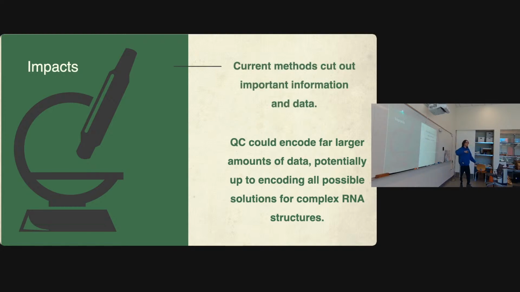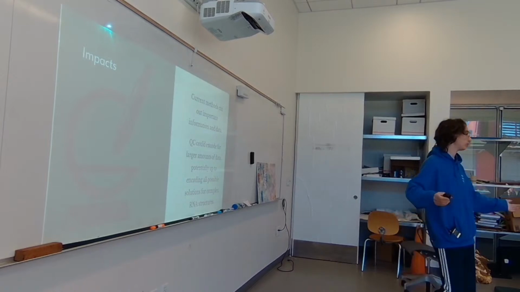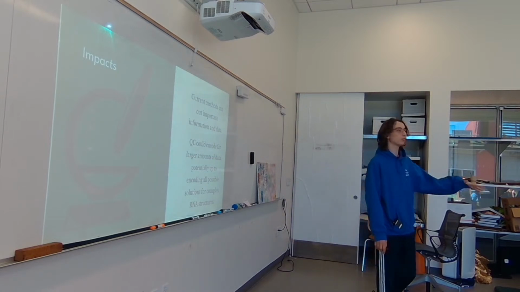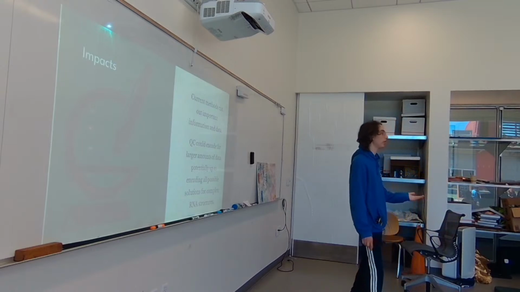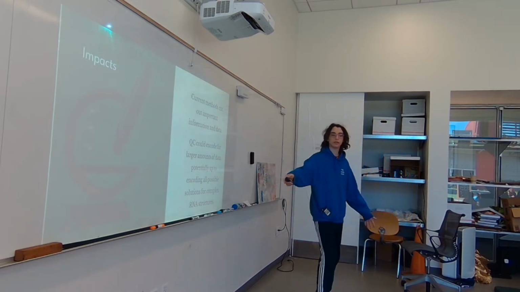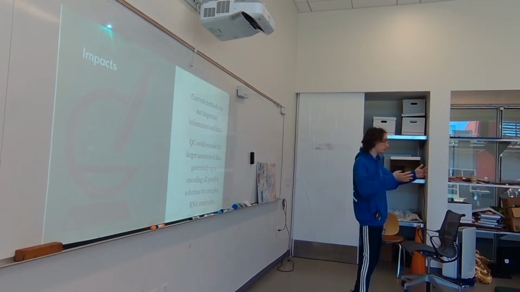So current methods, because they can't deal with these giant amounts of data, like millions or trillions of possible solutions, they cut out important things that researchers may want to know, but that's unavoidable. They just have a limited amount of processing power. They can't do it all. Quantum computers, on the other hand, could encode far larger amounts of data. An example that I've seen used multiple times is a quantum computer with 100,000 qubits, which has been predicted by multiple scientific studies as soon as 2030, would be able to encode the entirety of the COVID spike.